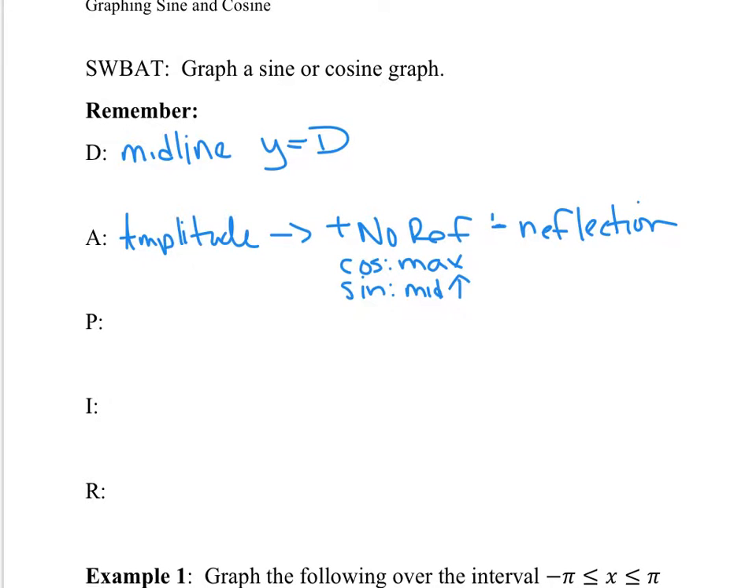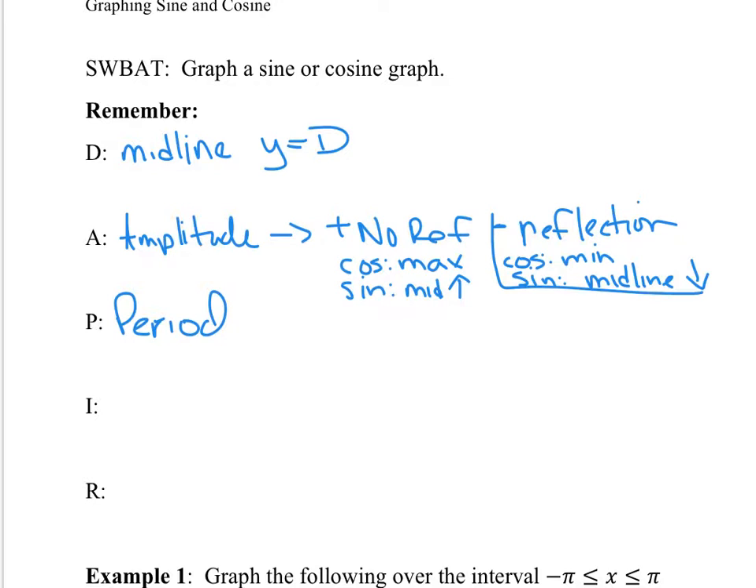If it was negative and there was a reflection, cosine starts at the min, and sine starts at the midline always, but it goes down first. Okay, and you'll see what I mean when we do it. P is your period. That's important to know. How long it takes to make one complete cycle. And then we use that to find our interval.